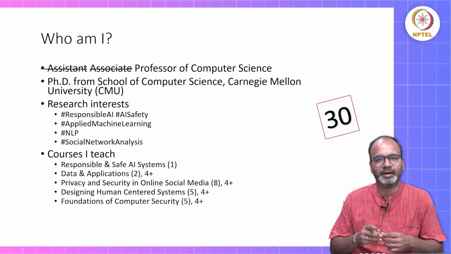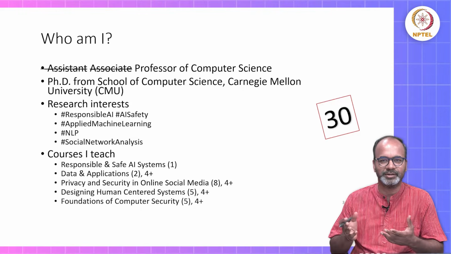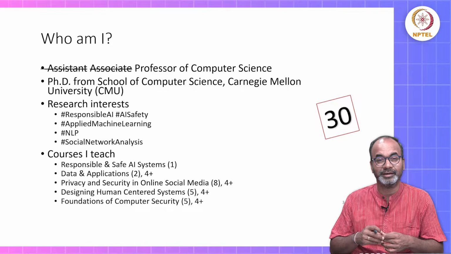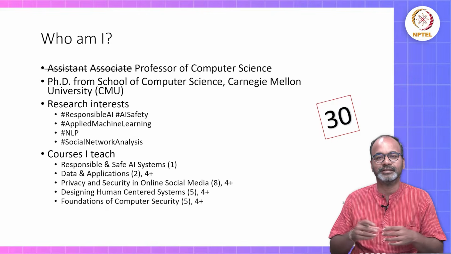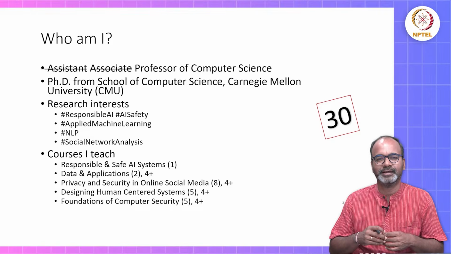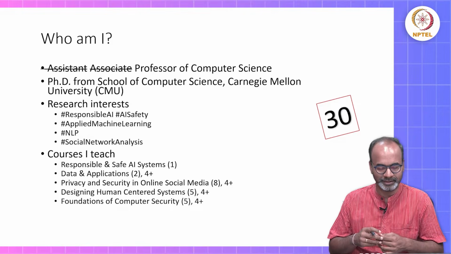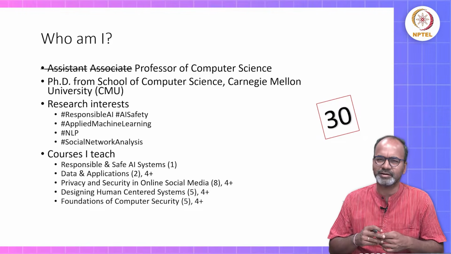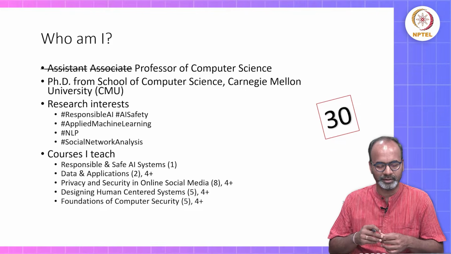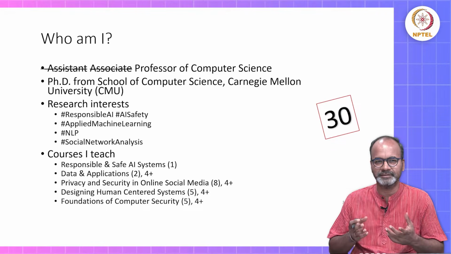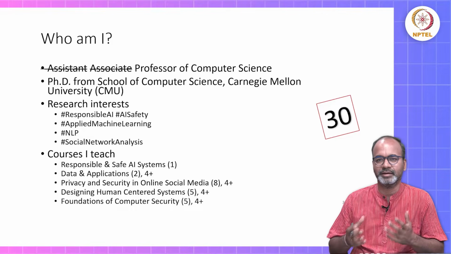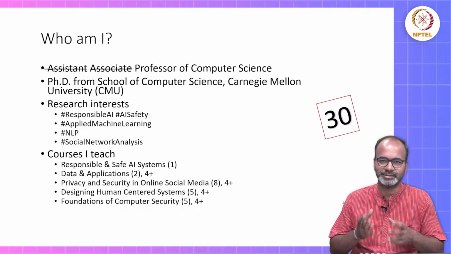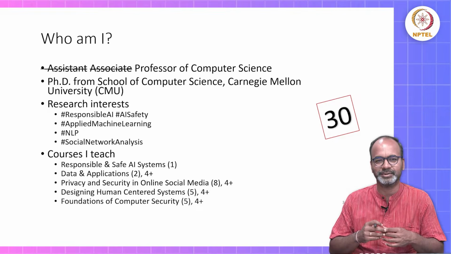This is me. I got my PhD from CMU. The number 30 there is, this is my 30th semester of teaching as a faculty, and my area of interest, in the last about a year and a half, I've been more focusing on responsible AI safety, applied machine learning, applied NLP. In the past, I used to do social network analysis. Even before that, I used to do cybersecurity. And the courses that I've taught are listed here.